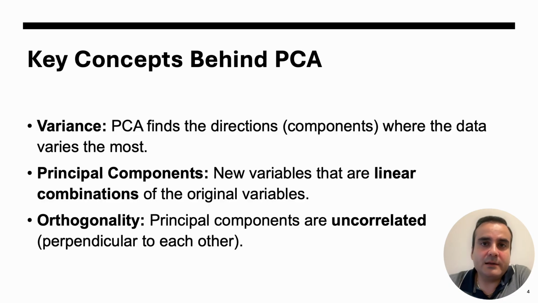To understand PCA deeply, we need to grasp three key ideas. Variance is the first. PCA seeks directions where data varies the most because variance means information. Principal components are new variables created as linear combinations of the original ones. Think of them as axes rotated to better fit the data. Orthogonality is also crucial. Principal components are perpendicular to each other, meaning they are completely uncorrelated. This ensures that each component adds unique information.